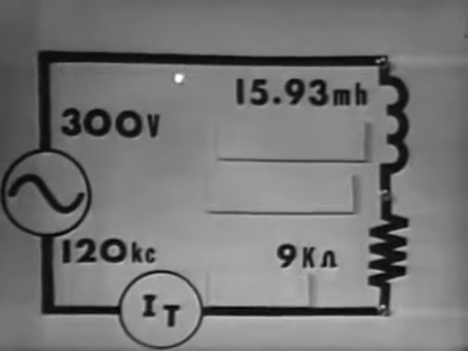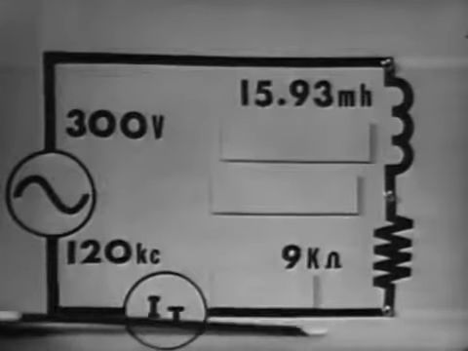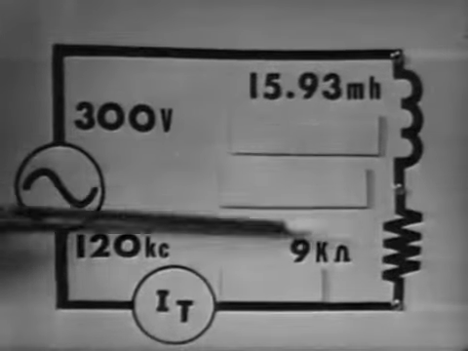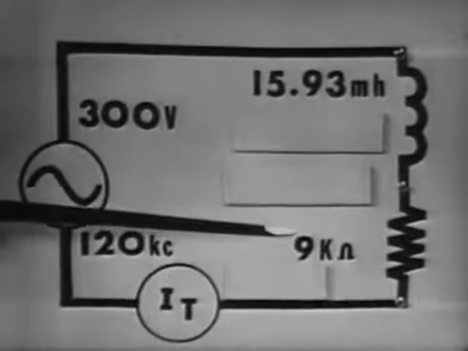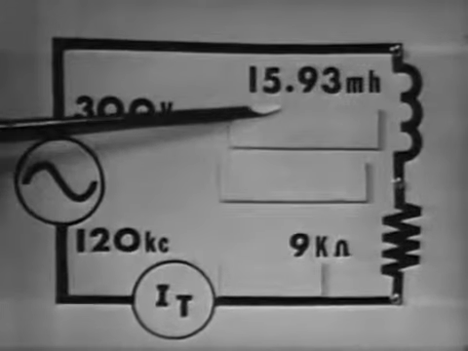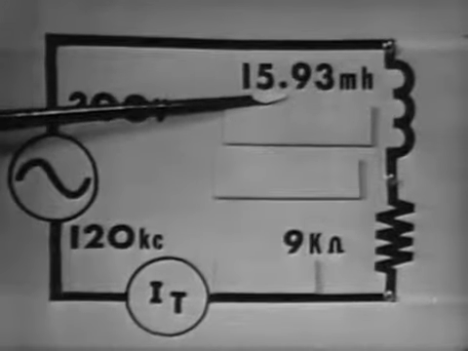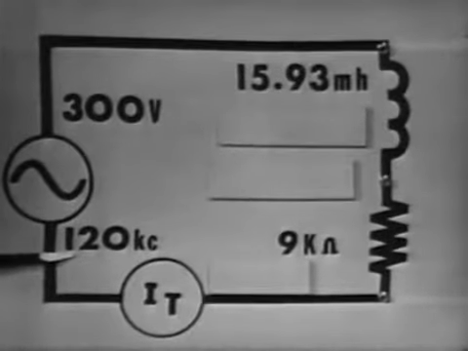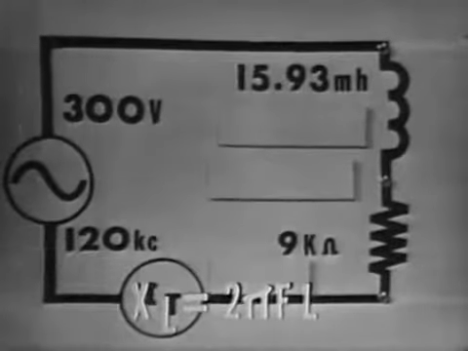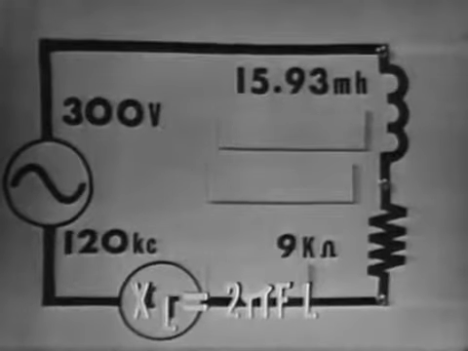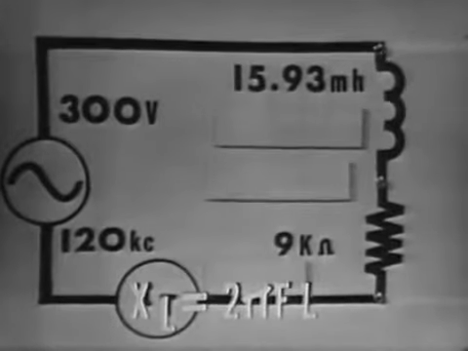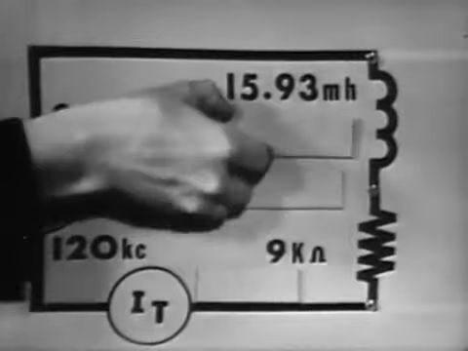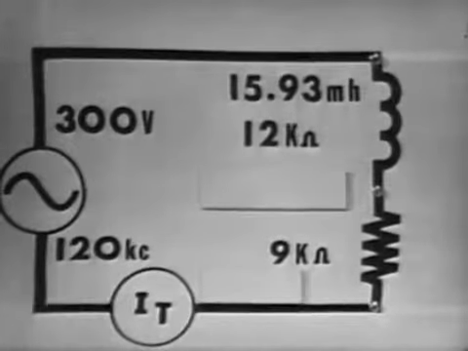To find the total opposition or total impedance, we must find the values of R and X sub L. Now, of course, our resistance is given at 9 K ohms, while we must compute the value of inductive reactance. Since we have the value of L and the frequency applied, we can use this formula to determine inductive reactance: 2 pi times the frequency times the inductance. Multiplied out, we would find that the X sub L for our circuit is 12 K ohms.